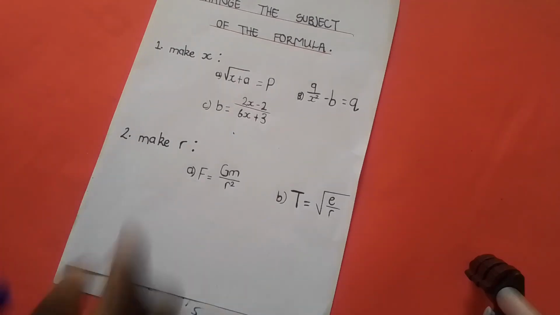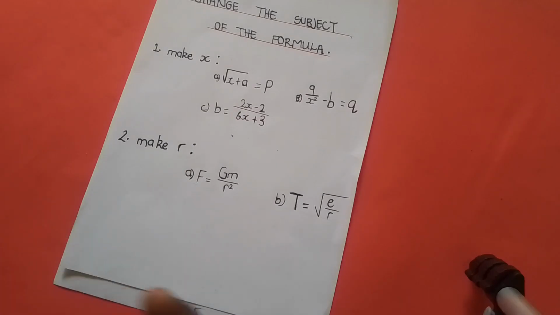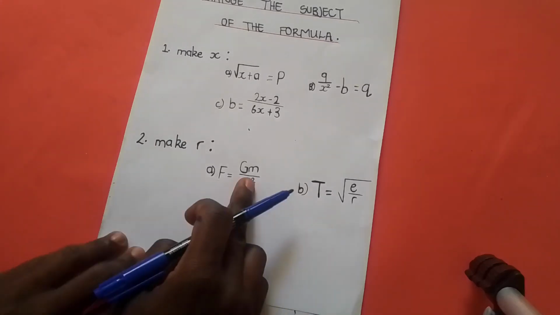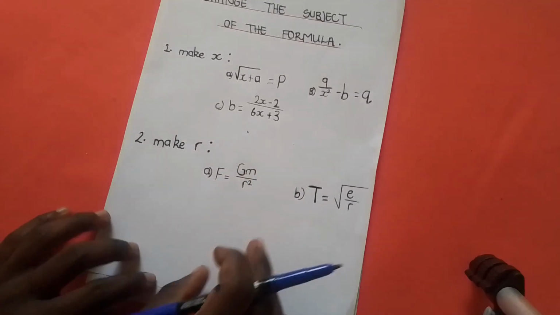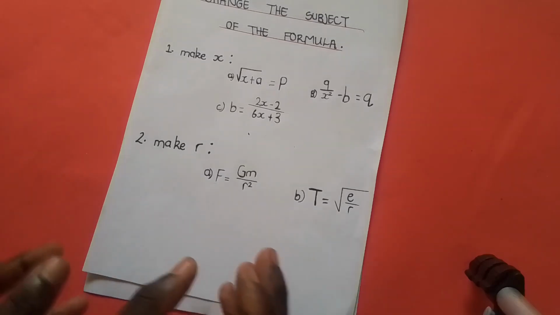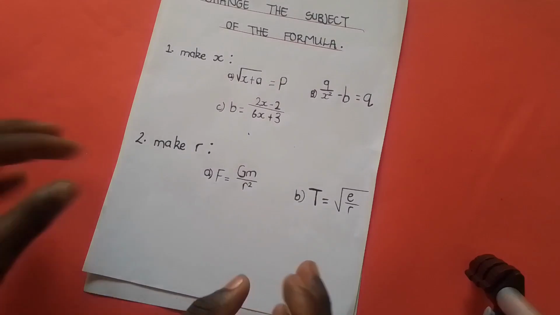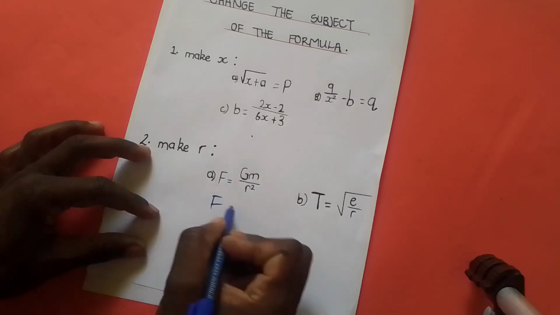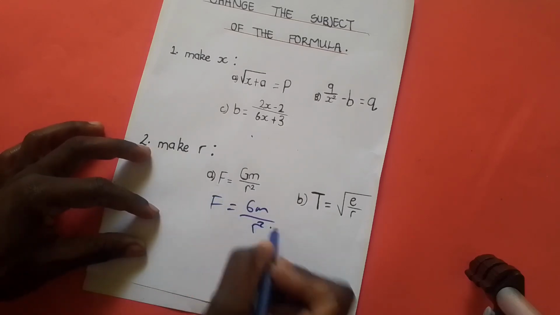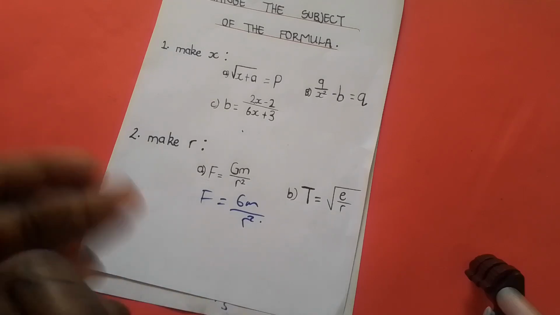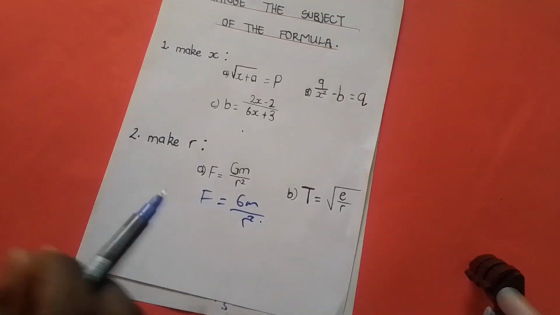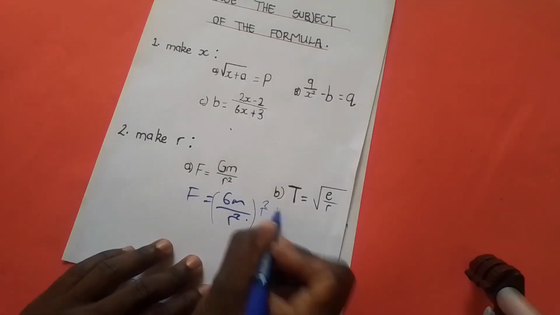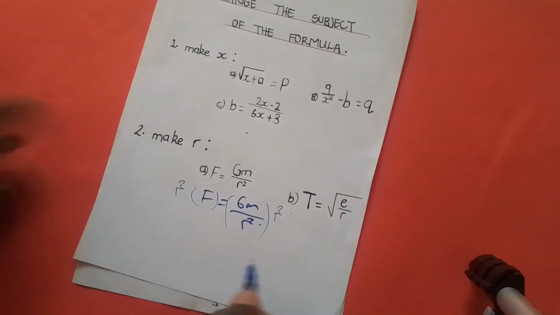Question 2 is saying make r the subject of the formula. It's no longer x, it's now r. So we have f is equal to gm over r squared. I've told you that whenever there is a fraction in the terms, the first step is to eliminate the denominator. So to eliminate the denominator, we multiply each term by r squared, which is the denominator.